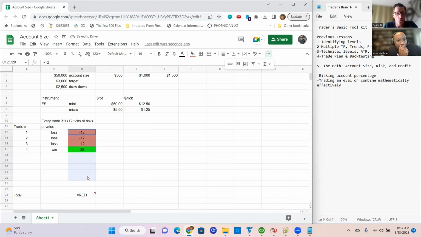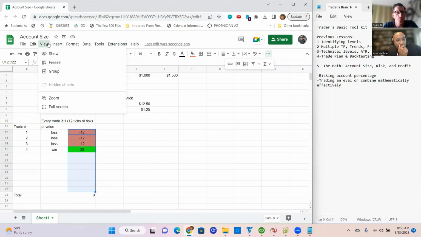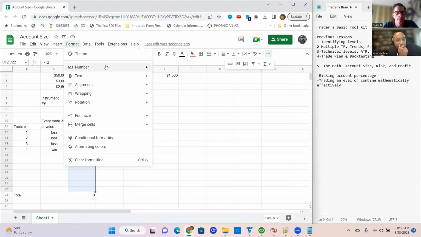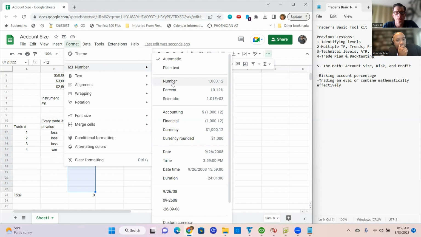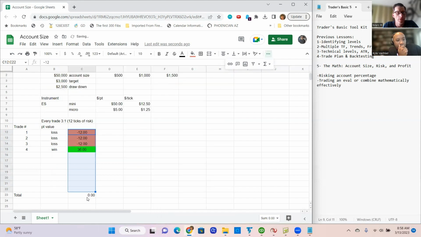Why didn't I get the appropriate number? Some C 12, 2, 22. Let's try that one more time. This should be, oh, that is correct. It's 0 because it's minus 36 and plus 36.